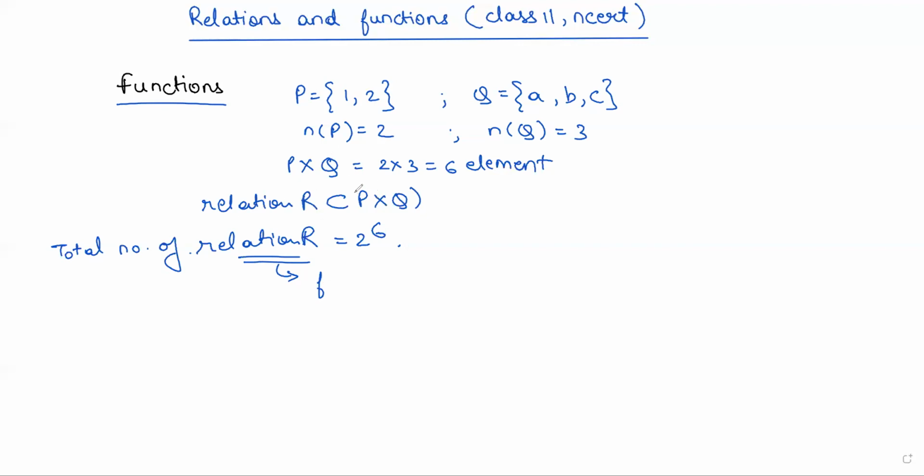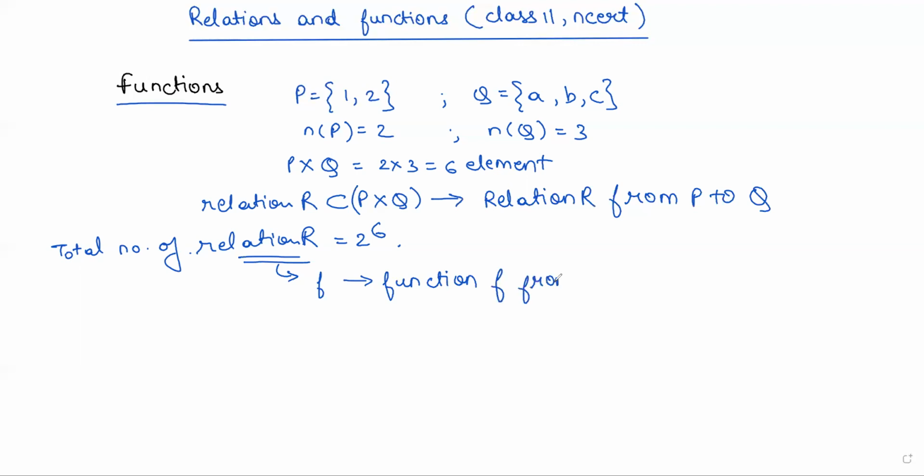This relation is on two sets P and Q, or a relation from P to Q, because it is supposed to be an ordered pair. So this is represented by relation R from set P to set Q. If a certain relation is a function, then it will be represented as function f from set P to set Q. It can also be written as f colon P arrow Q, read in the same manner as function f from set P to set Q.